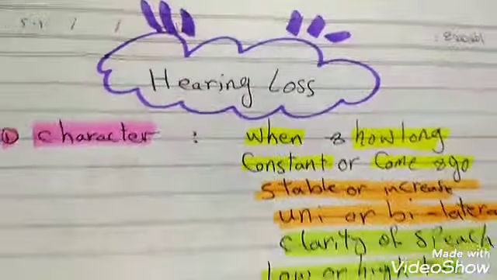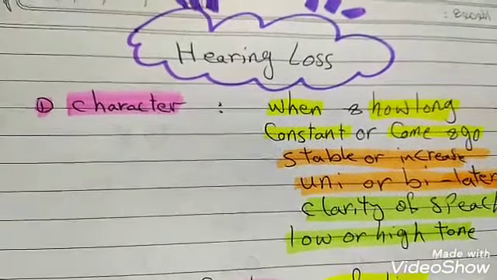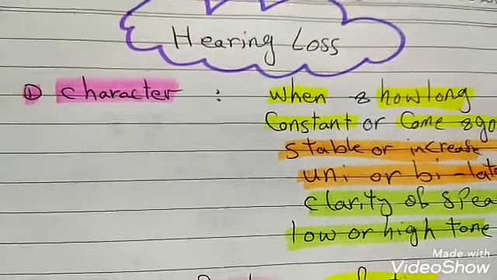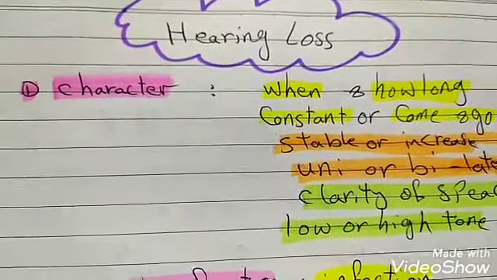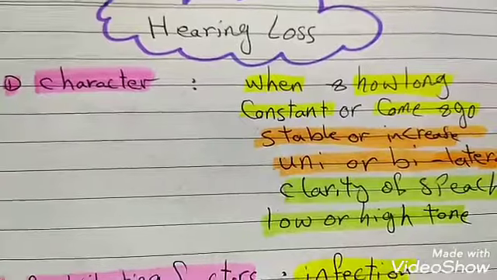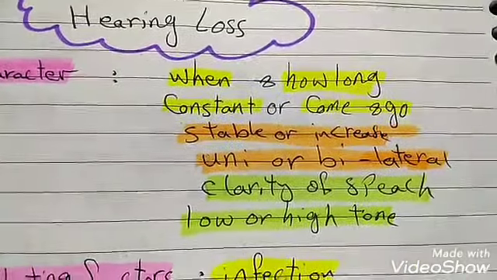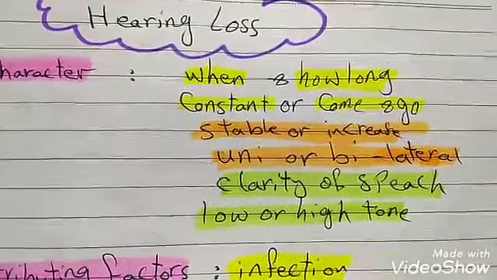So we will start. First, we will ask about the character of the hearing loss, the onset and the duration. Is it constant or fluctuating? Also about the progression. Is it unilateral or bilateral? High or low tone? And about the clarity of the speech of the people surrounding the patient and the clarity of the speech of the patient himself.